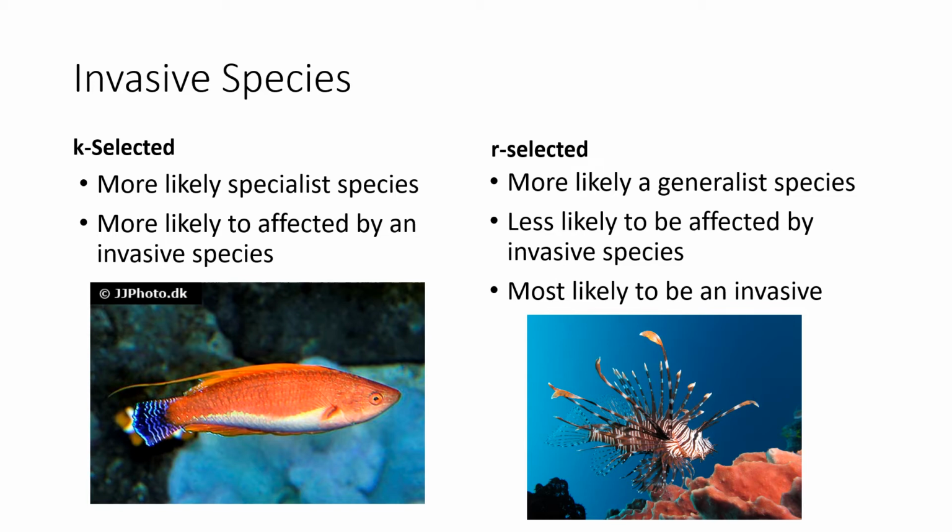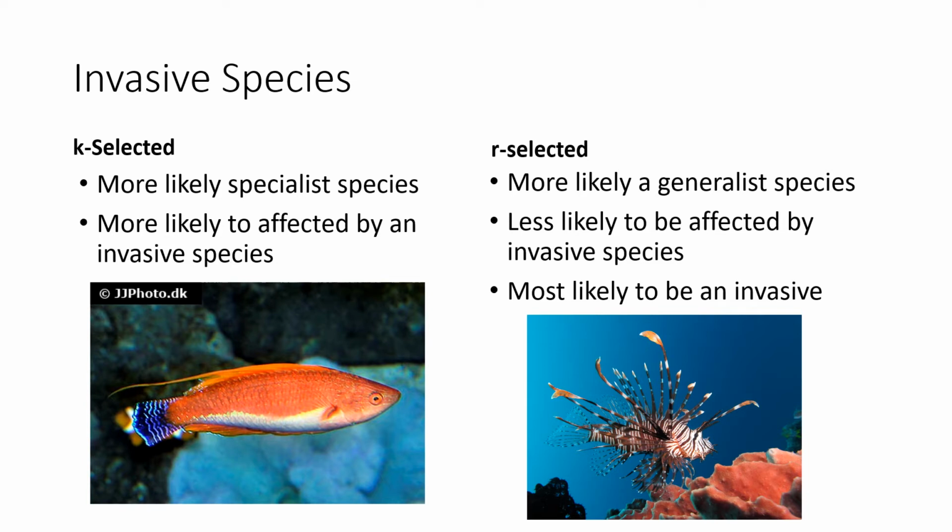For example, both fish are gorgeous. However, the lionfish on the right there is an invasive species in the Atlantic Ocean. They're actually a Pacific Ocean fish, and they're voracious. They will basically eat anything. Like, it's pretty nuts.